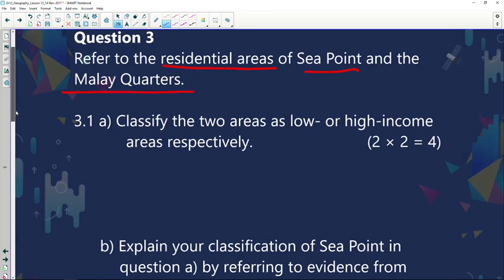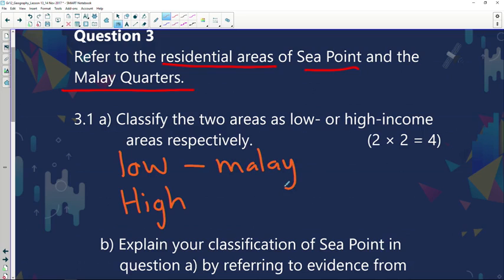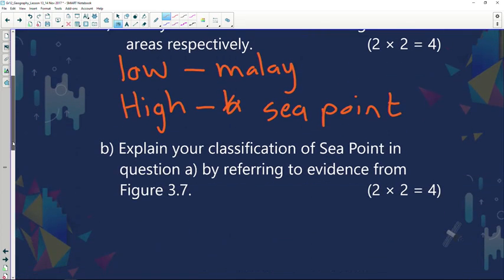Classify the two areas as low income and high income respectively. High income is people that earn more, low income is people that earn less. I will definitely say that the Malay Quarters are a low income area and that Sea Point is a high income area. I will discuss with you now the reason why we established that.